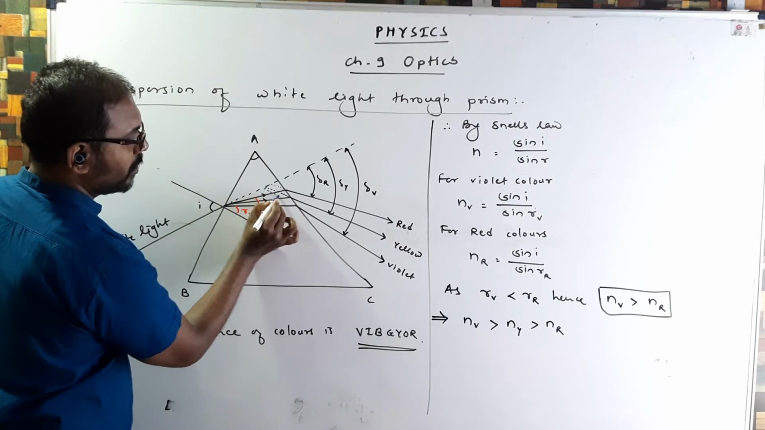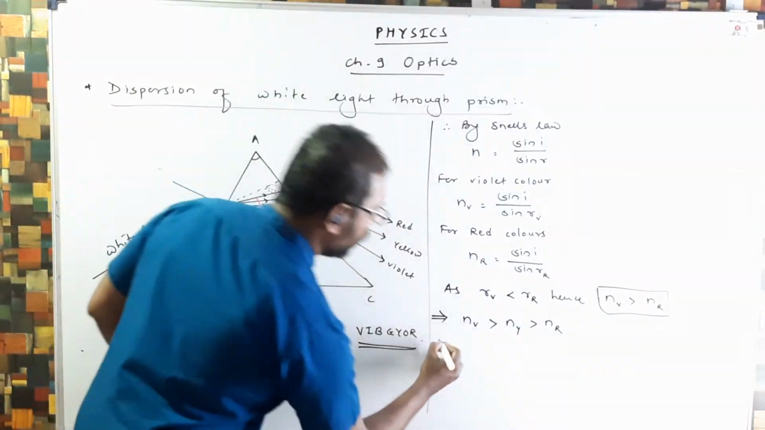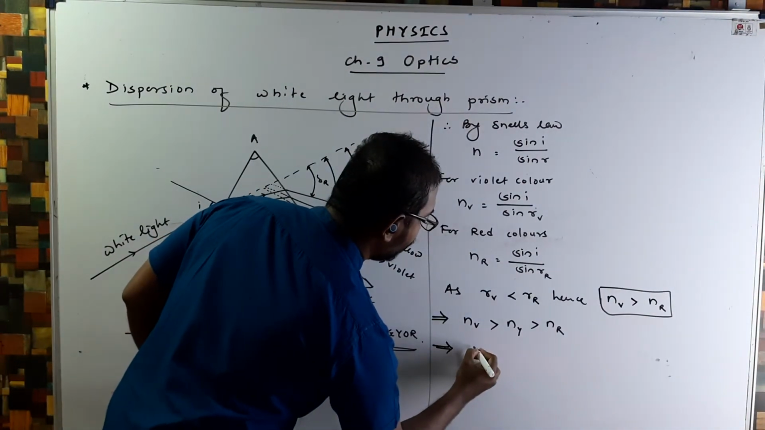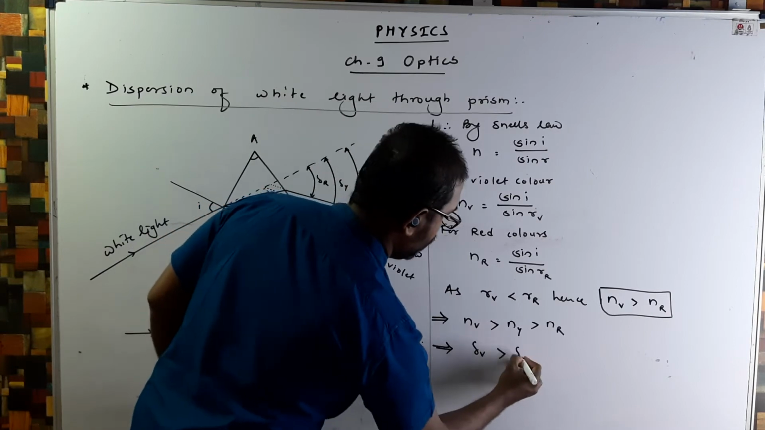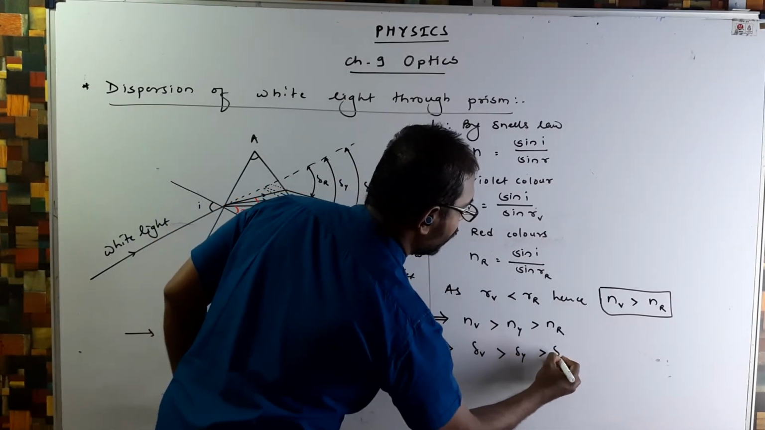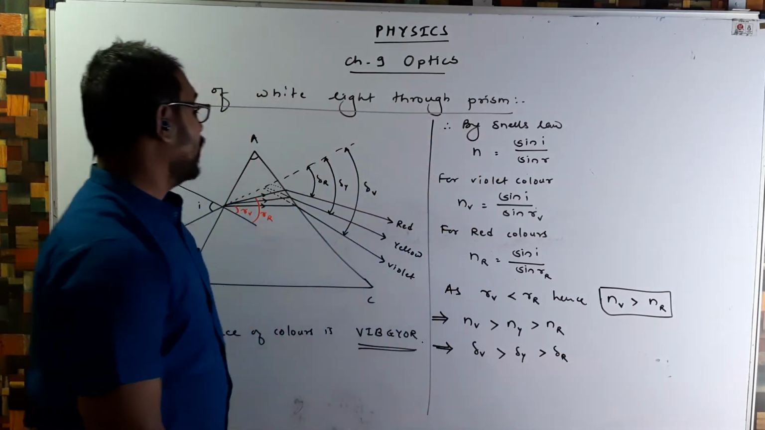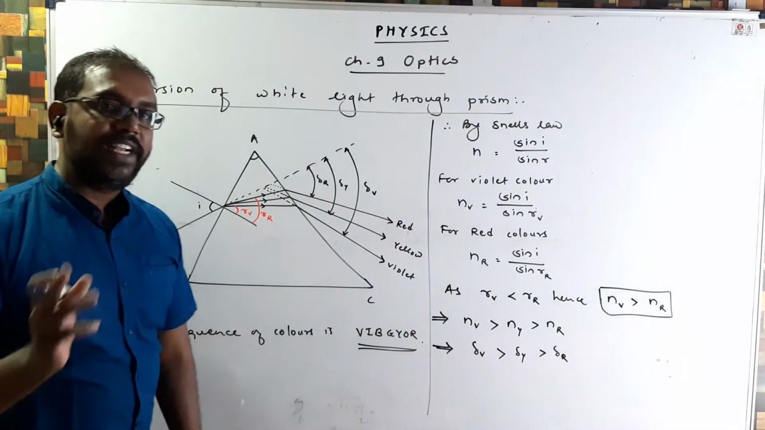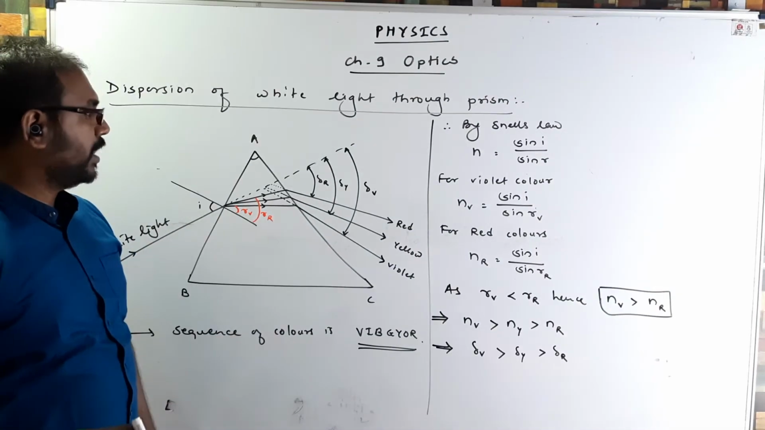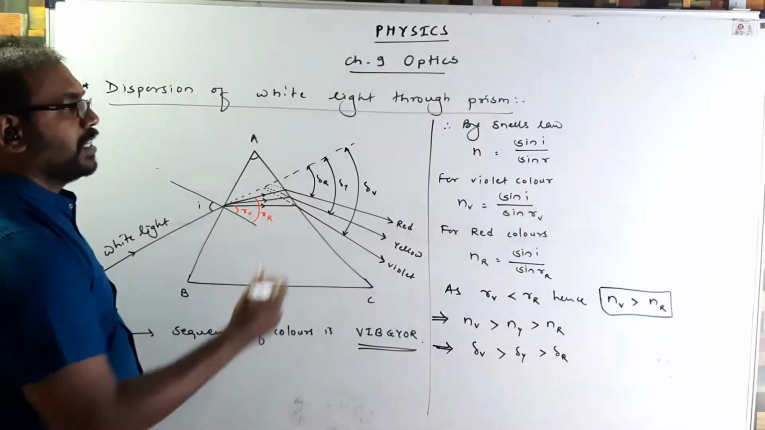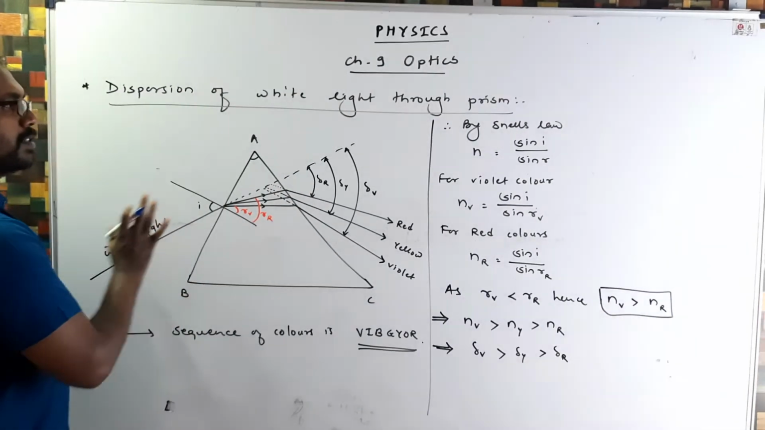In a similar manner, the angle of deviation for violet. Now here we can conclude that the angle of deviation for violet is greater than the angle of deviation of yellow, and yellow deviation is greater than red. This means red light is deviated least, and violet light has more deviation. So these are the facts which we observe when the white light is dispersed.